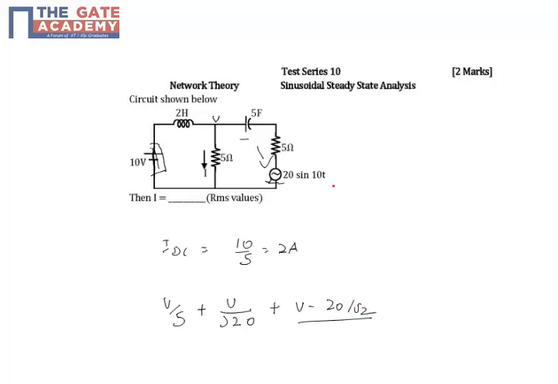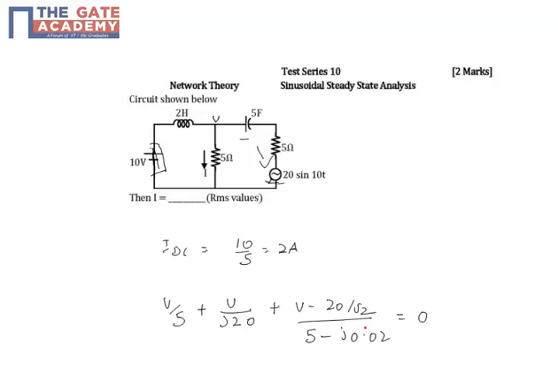Why? Because we are determining the RMS current, so I will take the RMS value of this voltage source, which is 20 by root 2, divided by the impedance of this branch, which is 5 minus j 0.02. That is equal to 0. The sum of all the currents leaving this node is equal to 0.